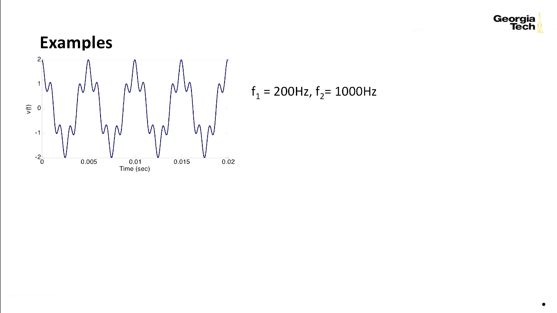So in this particular example, I'm giving you a time domain signal, v of t, and saying plot the frequency spectrum. And in this particular case, I'm telling you what the two frequency components are.